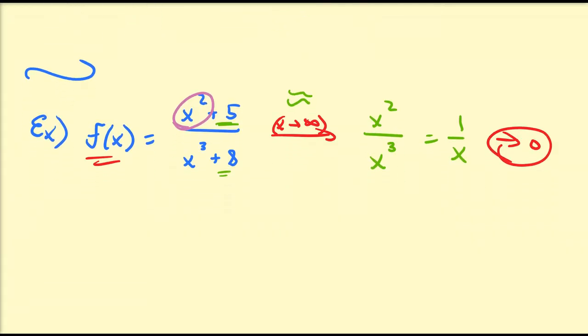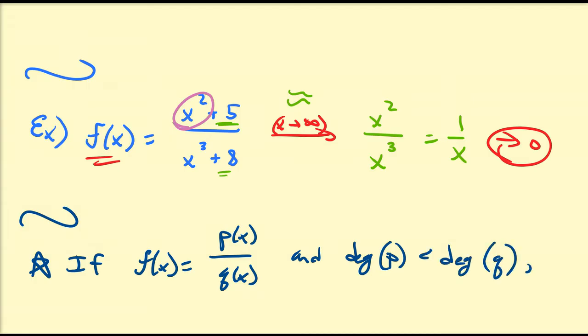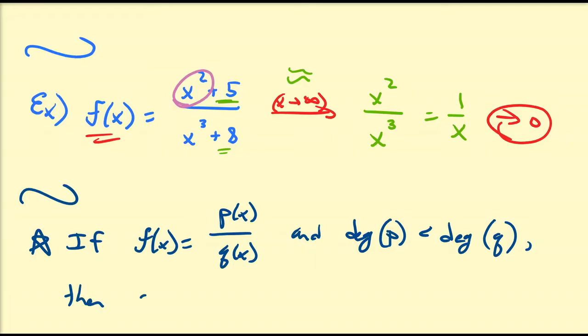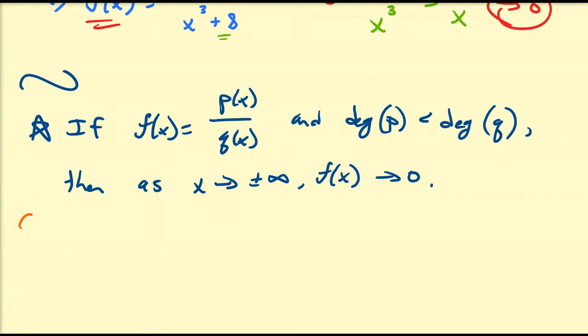So let's just briefly formally write that down, because that's a useful property. If f of x is equal to p of x divided by q of x, and the degree of polynomial p is less than the degree of polynomial q, then as x tends to plus or minus infinity, f of x will tend to 0. So that's an interesting property. So let's just look at an example of a consequence of that.